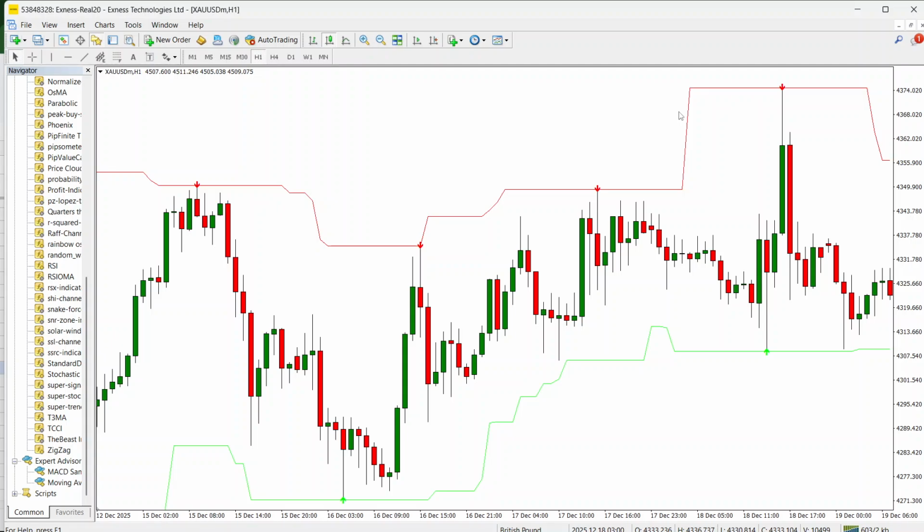This indicator overview from the Forex Geek highlights how the dual band channel with color-coded signal dots can simplify trend identification and provide clear buy and sell opportunities.